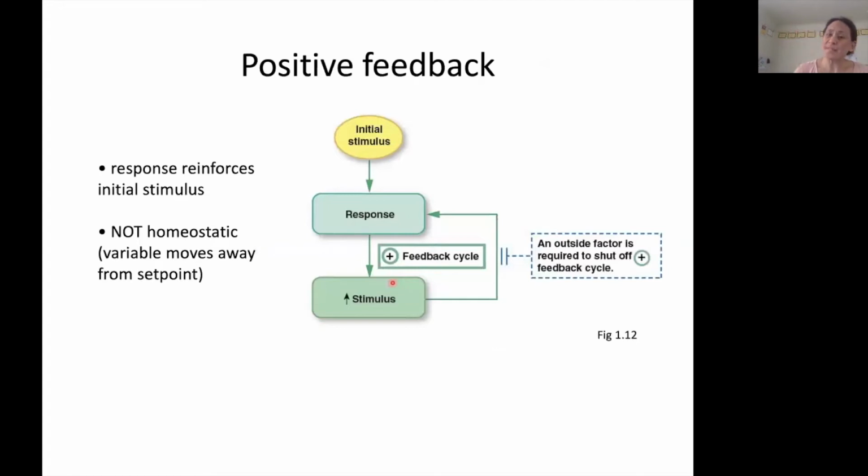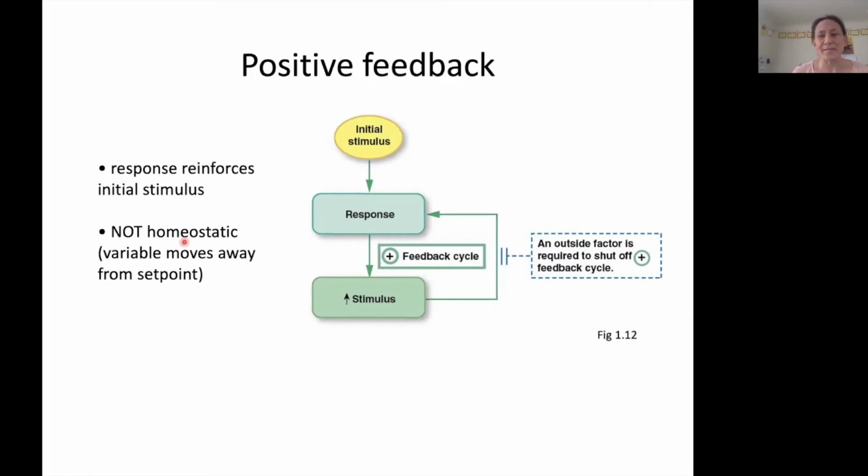All right, so that was negative feedback. Now I want to talk about positive feedback. We saw that in a negative feedback loop, we counteract the initial stimulus. In a positive feedback loop, our response is going to reinforce the initial stimulus. And this is not a homeostatic mechanism.